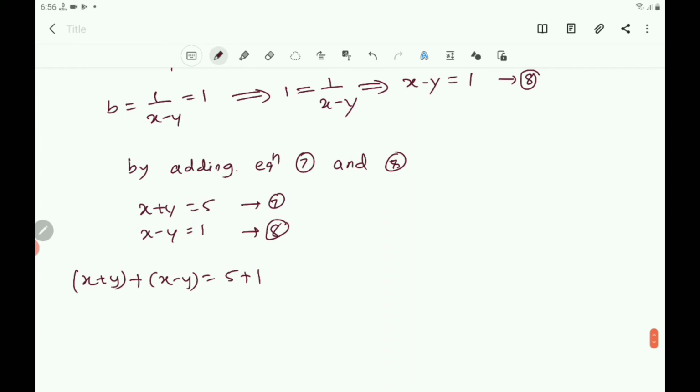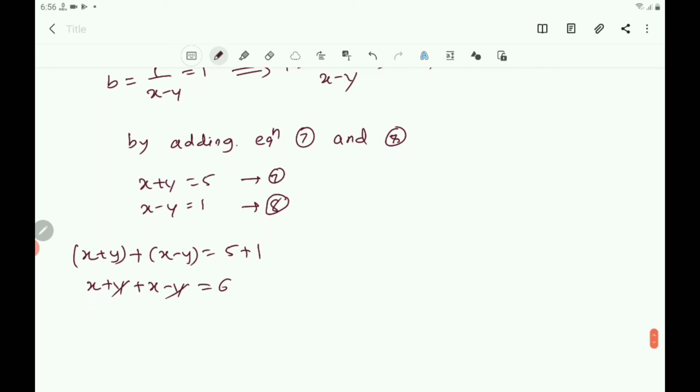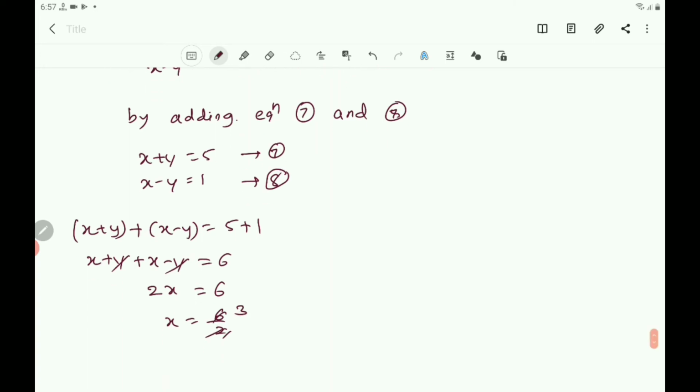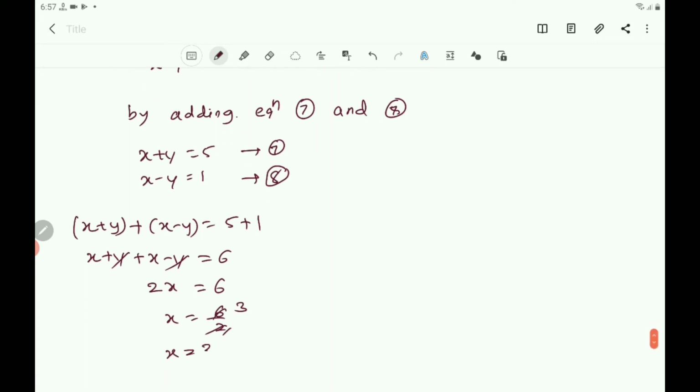Here we have to add LHS to the LHS and RHS to the RHS. Then it becomes, open the bracket here, x plus y plus x minus y equals 6, since 5 plus 1 is 6. Plus y and minus y cancel here. So you get x plus x is 2x equals 6. Then x equals 6 by 2. 2 ones are 2, 2 threes are 6. So you get x equals 3.